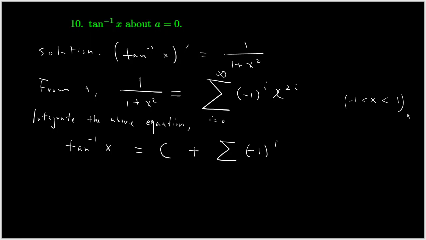Okay, and integrate the function. You know how to get the antiderivative, right? You have x to the power of 2i plus 1, and then in the denominator you have 2i plus 1. For the antiderivative of a power function, you just imagine 2i as n: x to the power of n plus 1 over n plus 1. The same thing. And of course this is valid when i is from 0 to infinity. Okay.